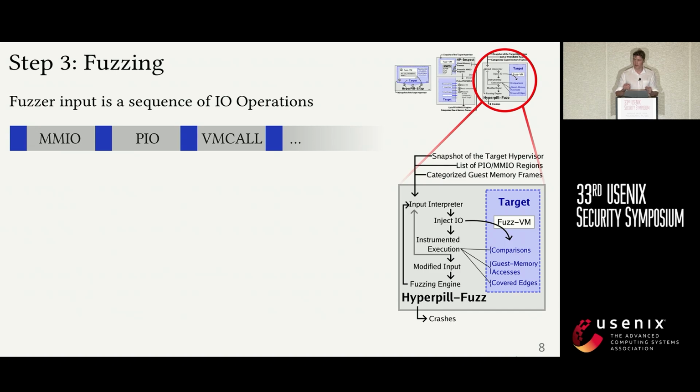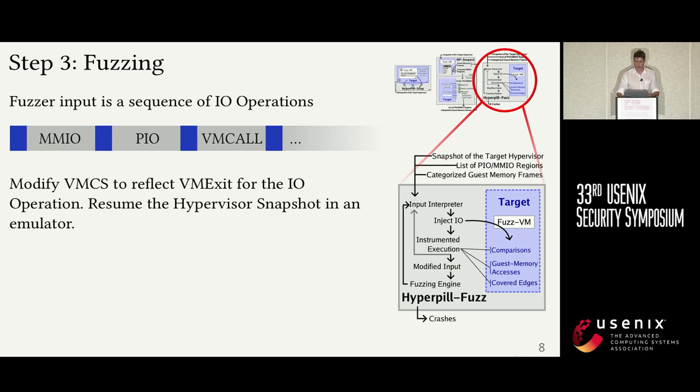Well, we take our input from the fuzzer, which is a sequence of these I/O operations, and before running the snapshot in an emulator, we actually modify the state, the VMCS state inside the snapshot to reflect the type of I/O operation that we want to inject. So in this example, the first operation is a memory mapped I/O operation, so we'd modify the VMCS to reflect that. And then we resume the snapshot running in a full system emulator, and we wait for the hypervisor to handle the I/O request.